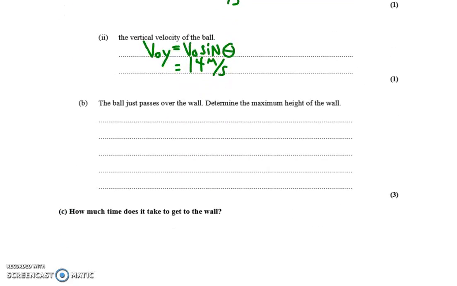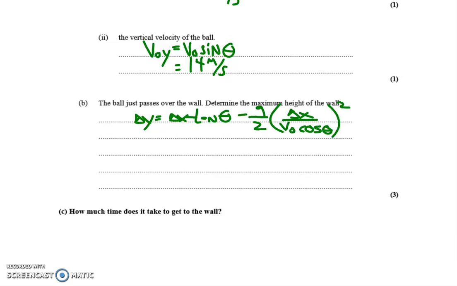The harder one is figuring out the height. You can do this in a couple of different ways, but to do this in one step, you can actually use the equation that we derived in class. Plug in your given information, and that would give you a height of 7.1 meters.